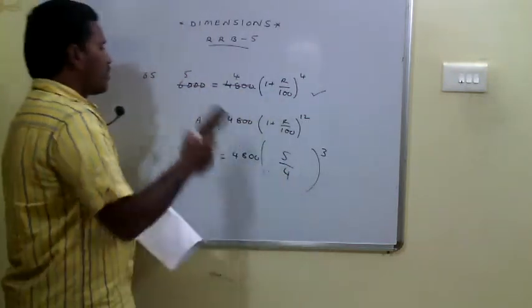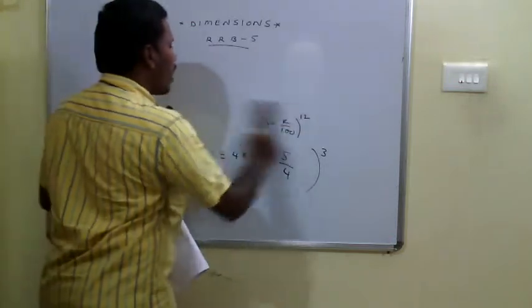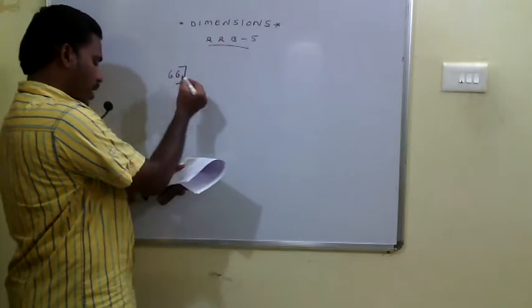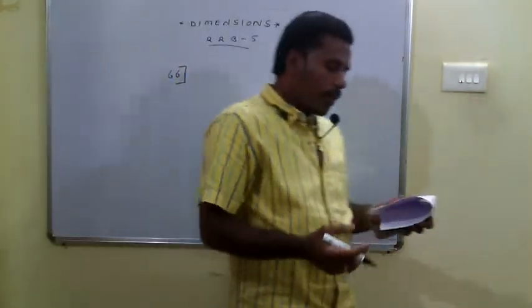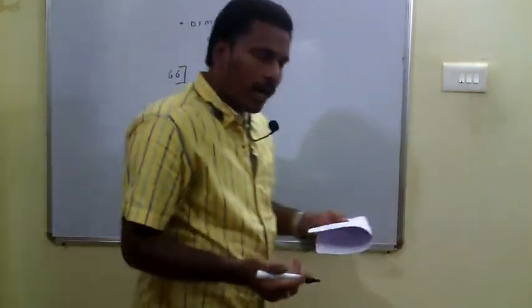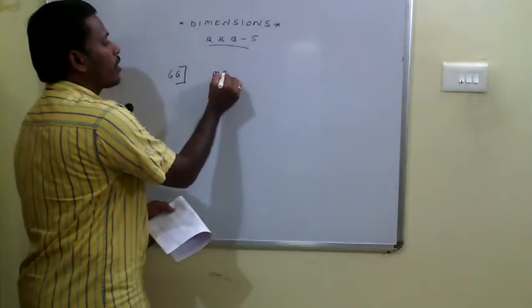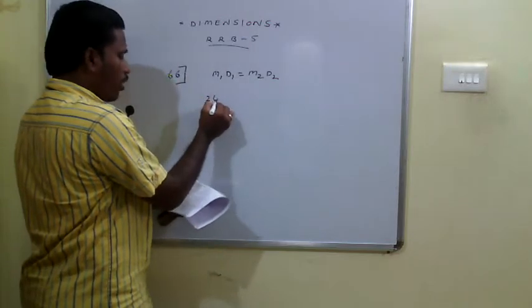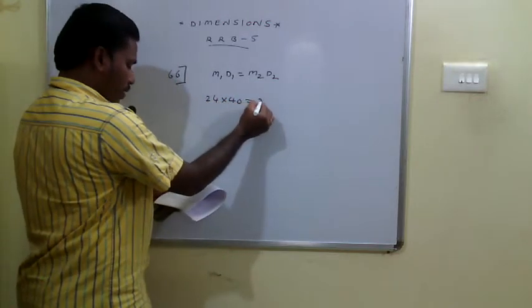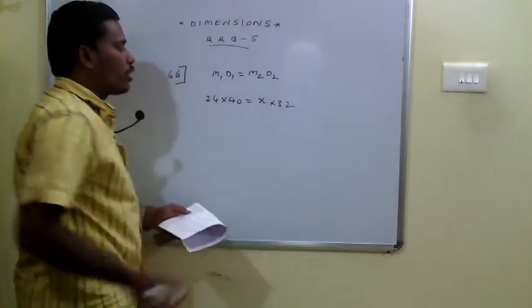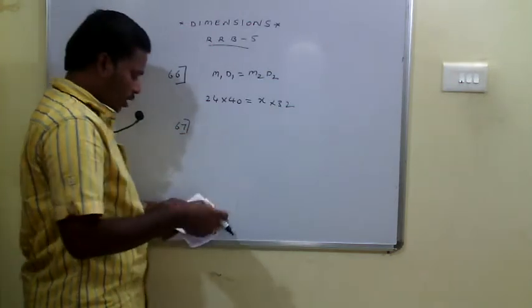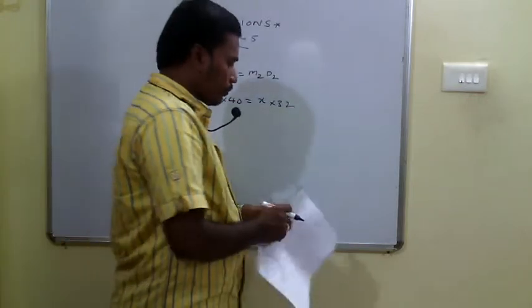Then coming to the 66th problem. 24 men can complete a given job in 40 days. Find the number of men required to complete the job in 32 days. The usual logic is M1 D1 equals M2 D2. Which is nothing but 24 can complete the job in 40 days, then how many men will complete the job in 32 days we need to calculate. So if you find X, that is your answer.